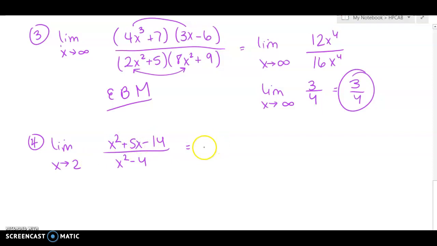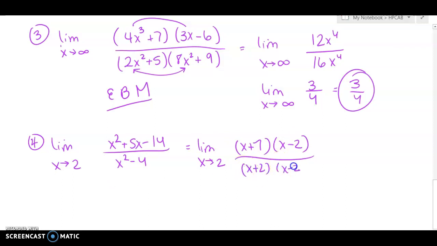So here's what we're going to do. We're going to factor this thing. You've got the limit as x approaches 2 of, we're going to end up with x plus 7 times x minus 2. And on the bottom, you're going to have x plus 2 times x minus 2. So there's definitely a hole at 2. What we're going to do is just find out what the y value of that hole is. So if you plug in 2 into what's left, you're going to get 9 over 4. So it's going to approach the y value of that hole.